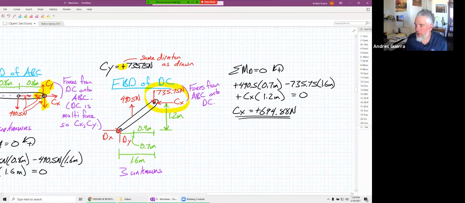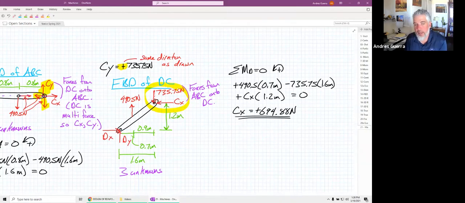I've already accounted for those 490.5s at point C. If I put them on both FBDs, I'm double counting those forces. So we only put it on one FBD or the other. We can actually choose which one we want to put them on. In this case, I put them on ABC because I needed those known values there.